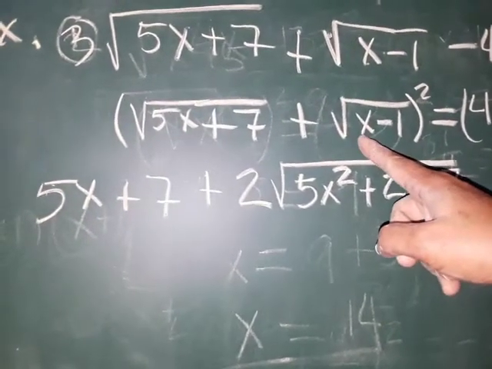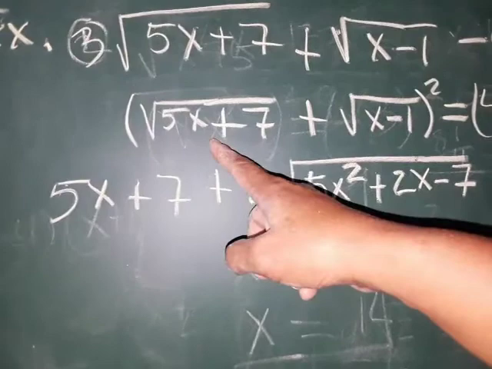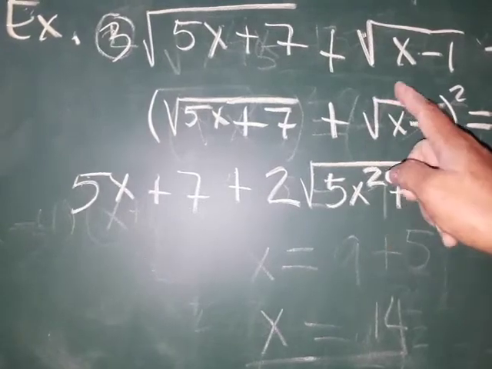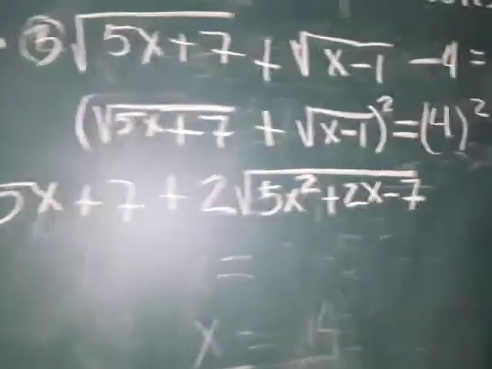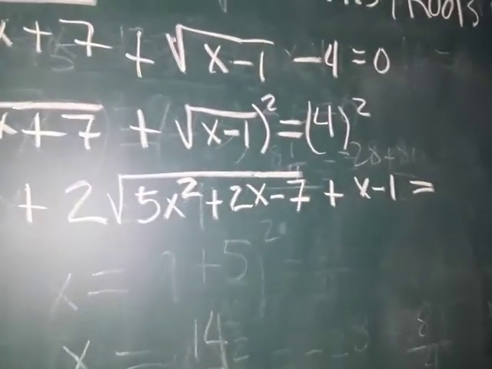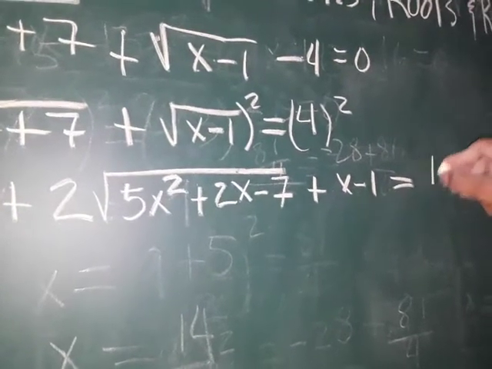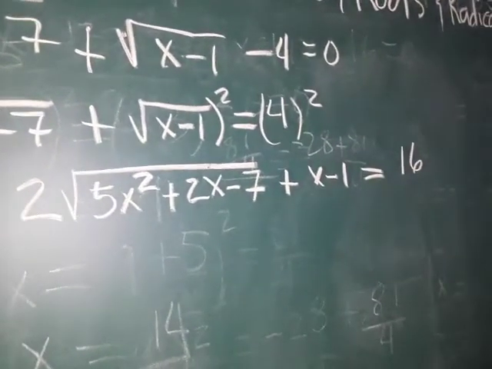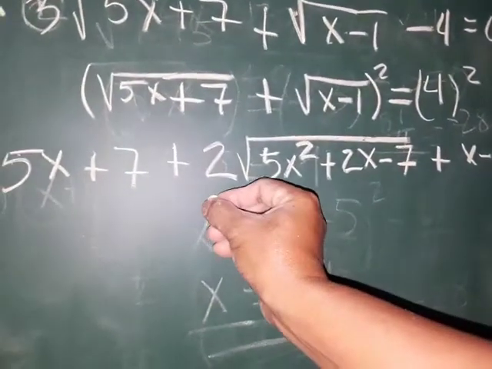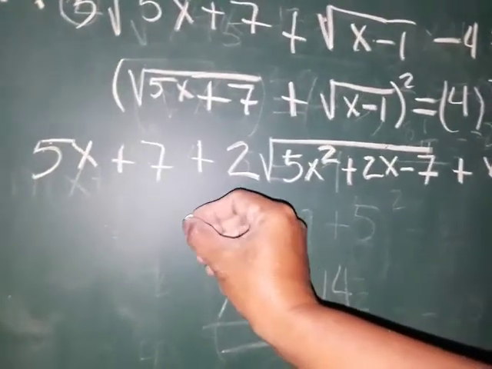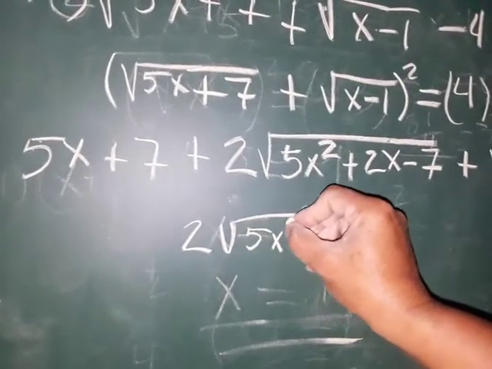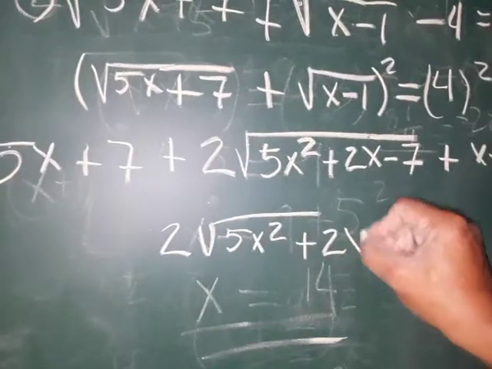And then the last term, square the last. The same with what we did for the first term. Pag in-square natin siya, matatanggal ang radical sign. So just copy x minus 1. So we have plus x minus 1 is equal to, then 4 squared is equal to 16. Next, combine like terms or set aside the terms with radical sign. So set aside natin to. Meron na tayong 2 square root of 5x squared plus 2x minus 7.